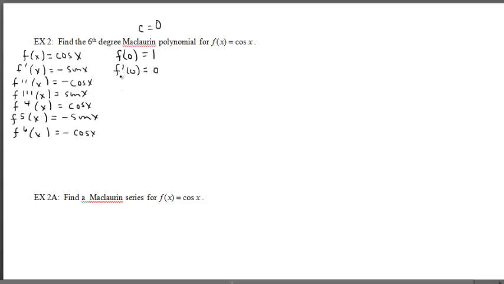So it appears that the odd derivatives are going to have a 0 value. The even derivatives are going to be either positive or negative 1. This was the 3rd derivative, and that was actually 0. So we're alternating positive 1, negative 1, etc. through the even derivatives, not powers, derivatives.